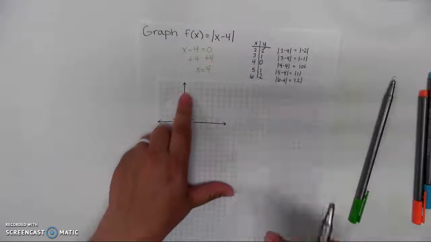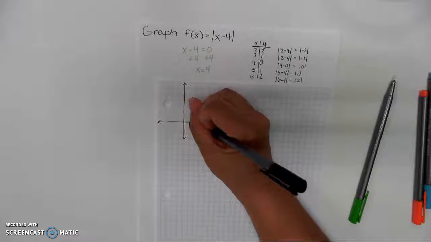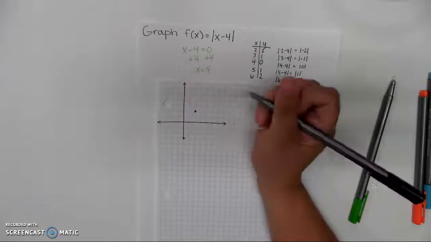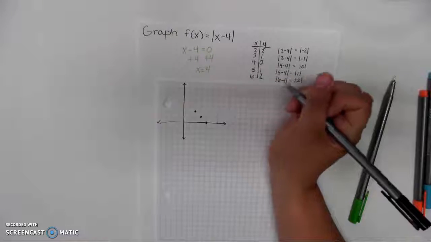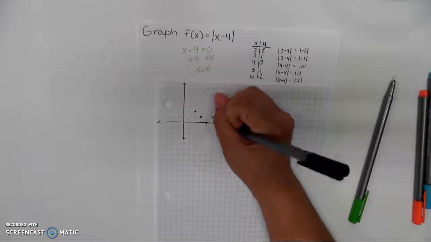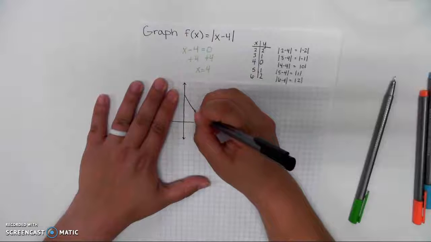Remember, a table is just a bunch of ordered pairs. So 2, 2 is my first ordered pair. So over 2, up 2. Over 3, up 1. 4, 0. 5, 1. And 6, 2. And there is my absolute value equation.